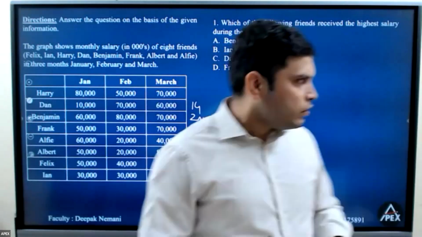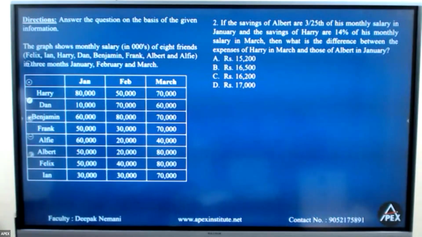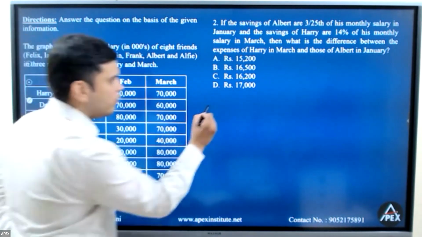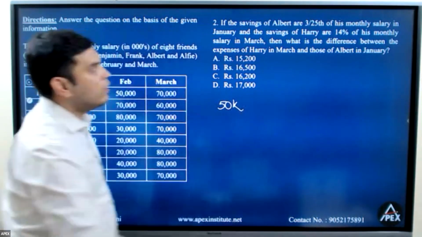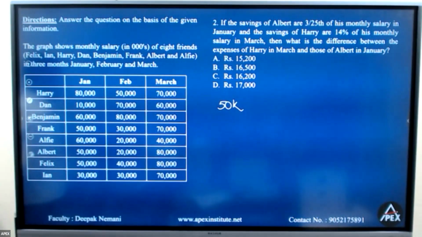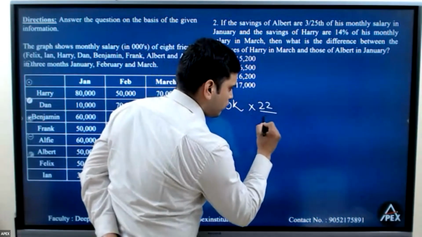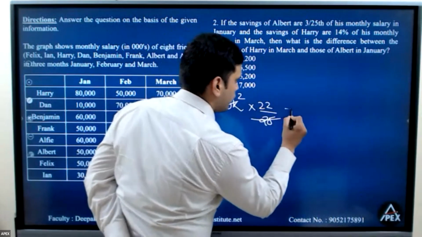Okay, now coming to the second question. The savings of Albert are 3/25th of his monthly salary in January. So Albert's monthly salary in January is 50,000. Now savings are 3/25th of his monthly salary, then expenses would be 22/25th. And that is 44K.